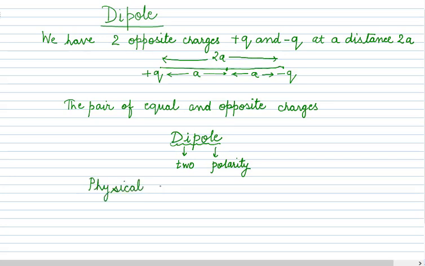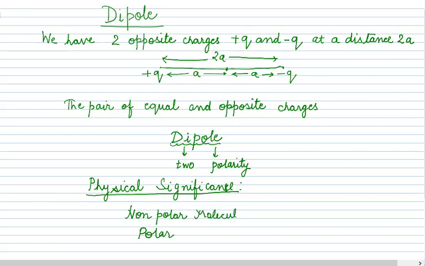Now what is the physical meaning or the physical significance of the dipole? We know about the dipole, but what is the significance of this dipole? Let's go to the physical significance of dipole. We have two types of molecules. First are the non-polar molecules, and the other type is the polar molecules. So what is a non-polar molecule and what is a polar molecule?